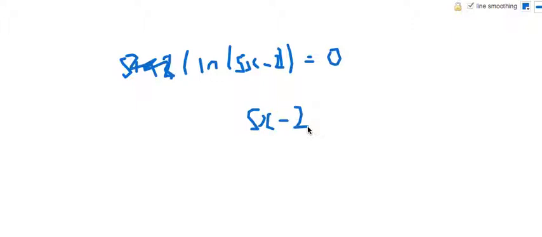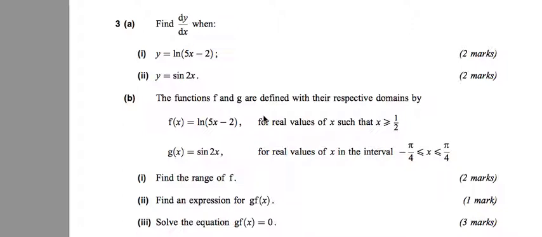E to the log 5x minus 2, the e and the log are going to cancel out because they're the opposite type of function. So that gives us just 5x minus 2, and on the right hand side, e to the 0 is 1. So now we just have a straightforward bit of algebra to do. 5x is 3, x is 3/5. And that's that one.